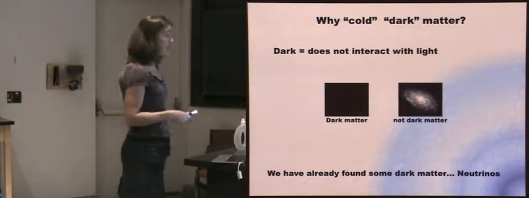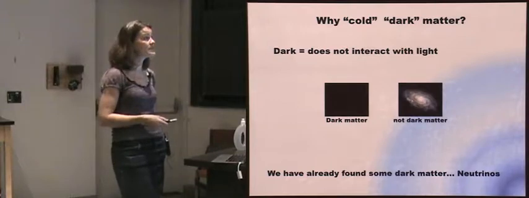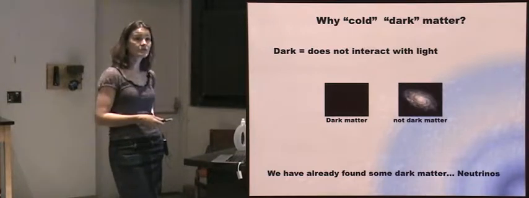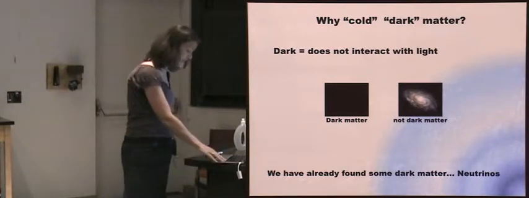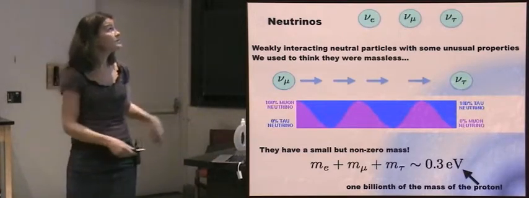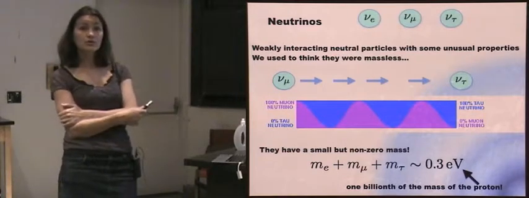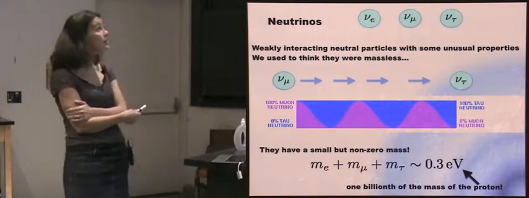So in fact, this is not so strange. We have already found some dark matter. If you have heard about it, these neutrino particles are dark matter, and we routinely detect these particles. So a little bit of background on neutrinos. Neutrinos are weakly interacting neutral particles. Neutral in the sense that they do not have a charge.